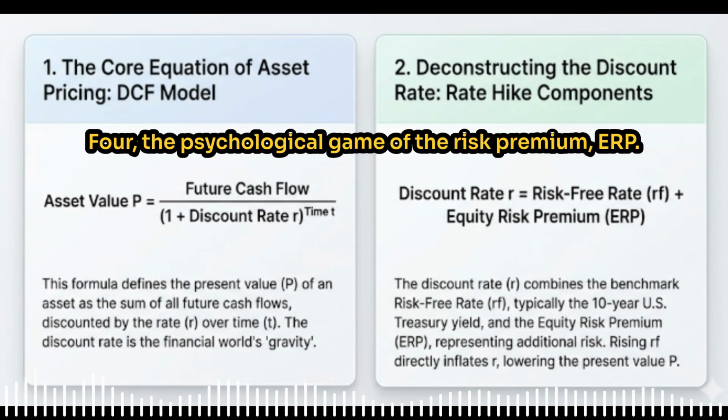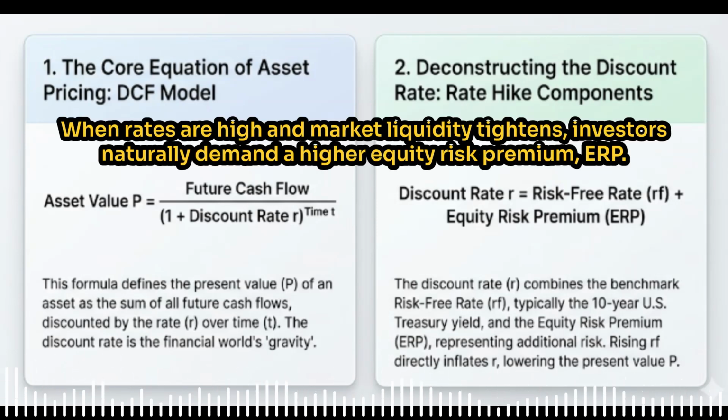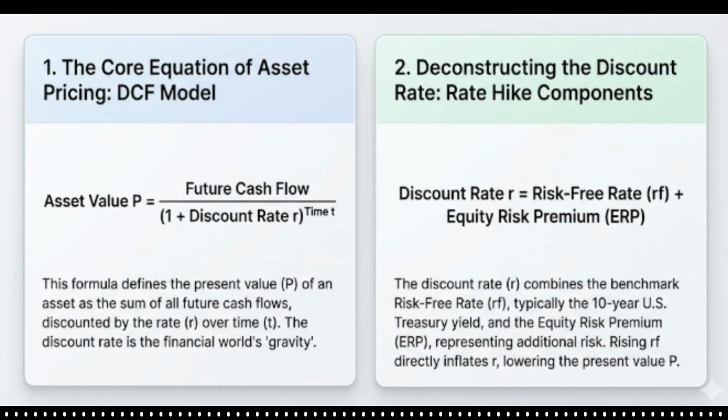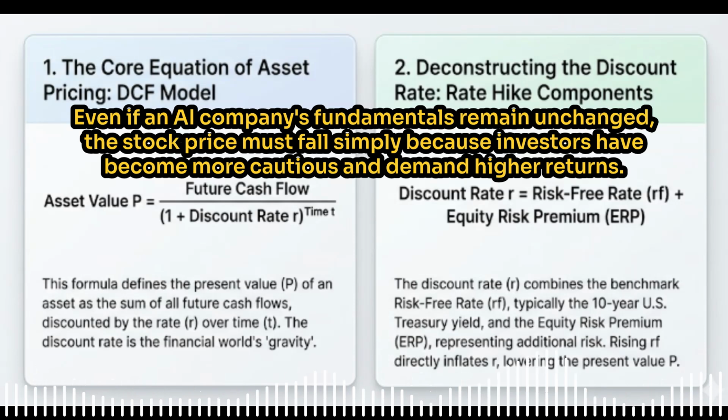4. The psychological game of the risk premium, ERP. When rates are high and market liquidity tightens, investors naturally demand a higher equity risk premium, ERP. This leads to double expansion of the denominator: discount rate R equals rising interest rates plus rising risk premium. Valuation compression. Even if an AI company's fundamentals remain unchanged, the stock price must fall simply because investors have become more cautious and demand higher returns.